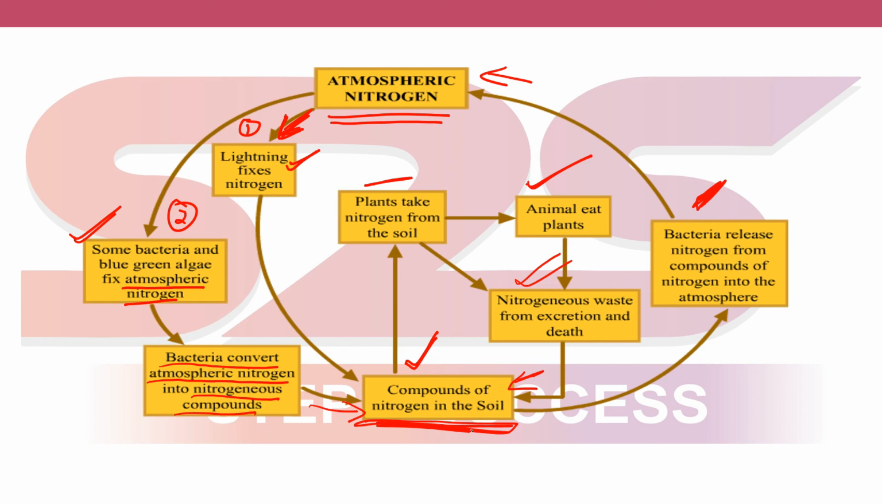But the nitrogen which was taken by the plants from the soil, animals consume those plants, and again the nitrogenous waste of such plants and animals is converted into compounds of nitrogen in the soil. So the whole cycle continuously goes on, and this is actually the nitrogen cycle.